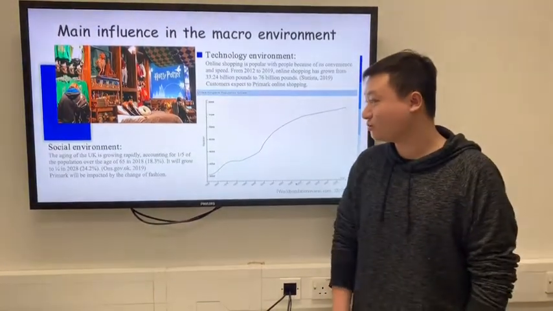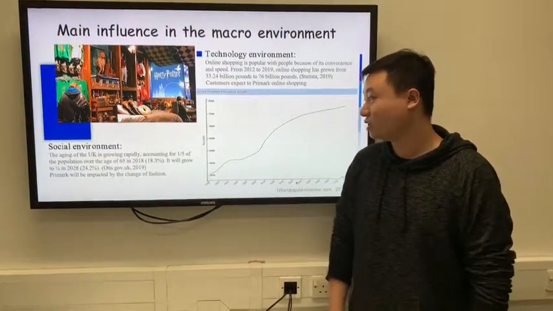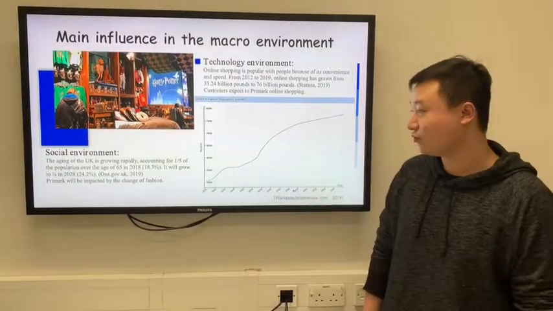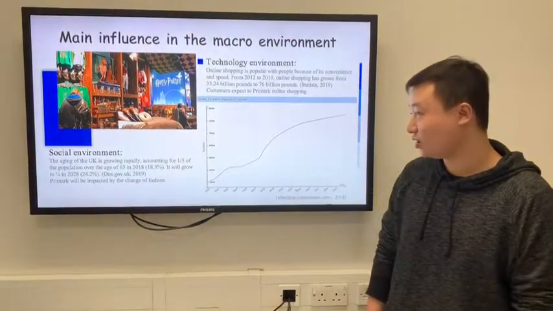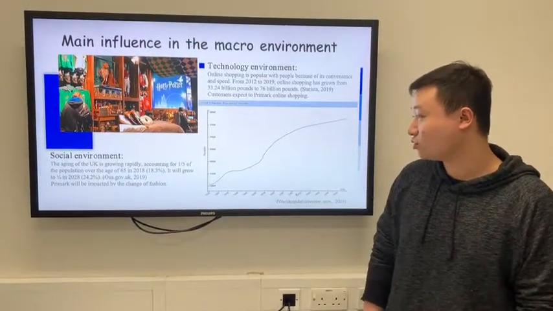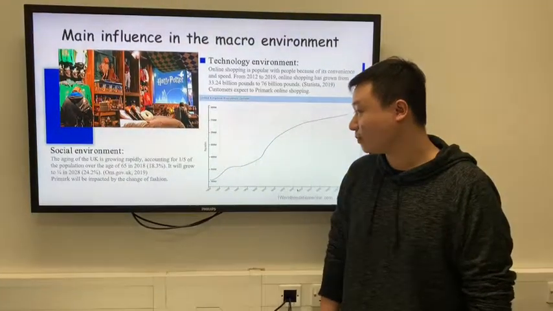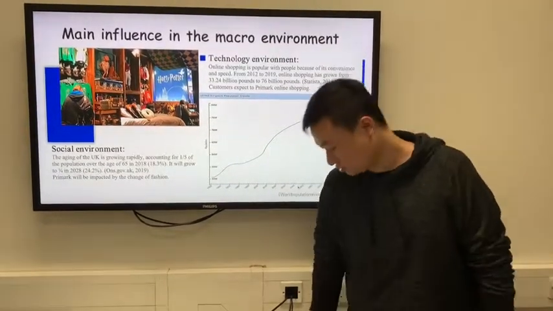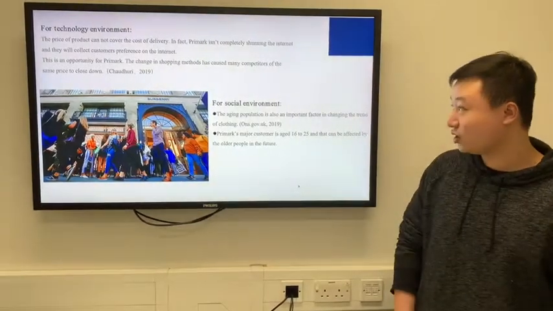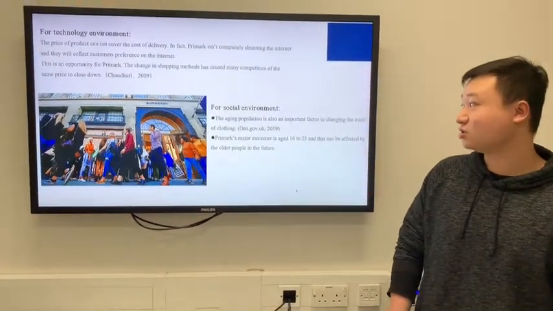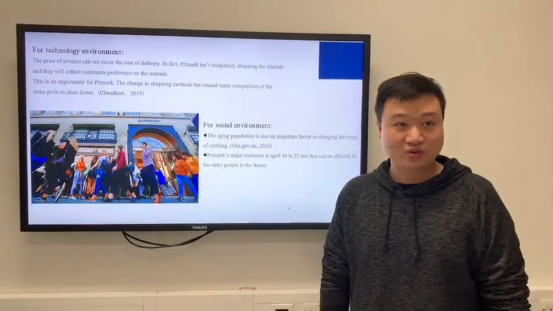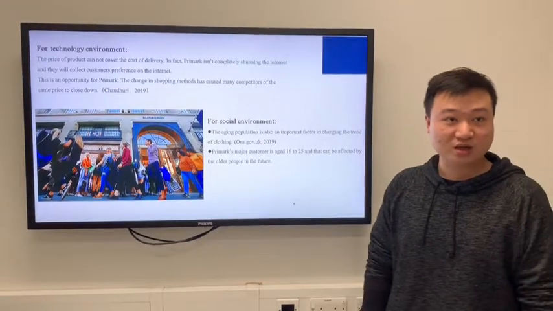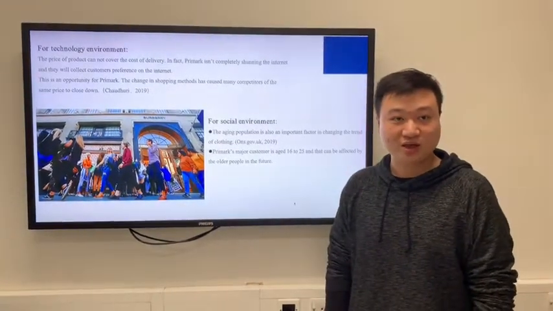In the social environment, the aging of the UK population is growing rapidly, with one fifth of the population over the age of 65 in 2018. It will grow to a quarter in 2028, and PRIMARK will be impacted by the change of fashion. In the second part, I will analyze the technology environment and the social environment. Technology will continue to play a key role in shopping, in the way consumers shop and how retailers communicate and market with them.